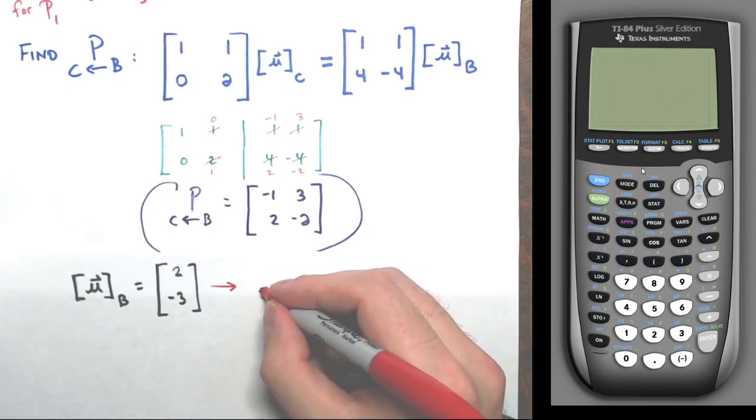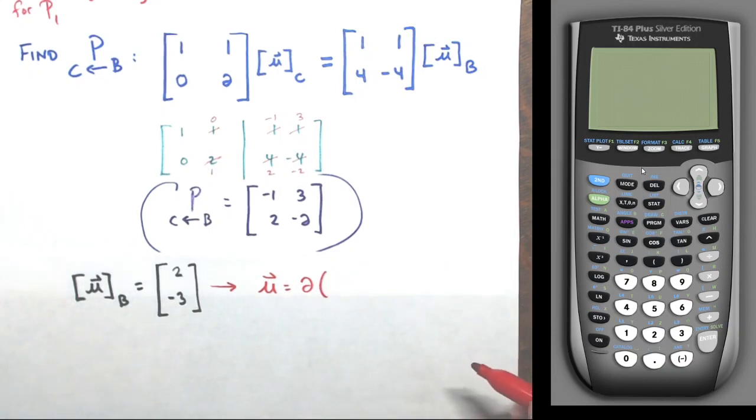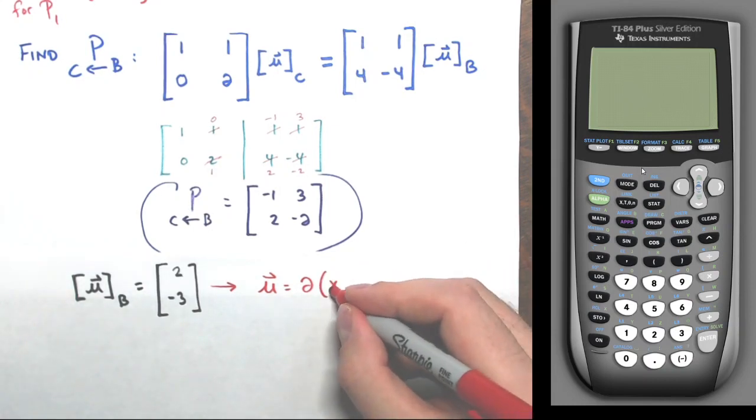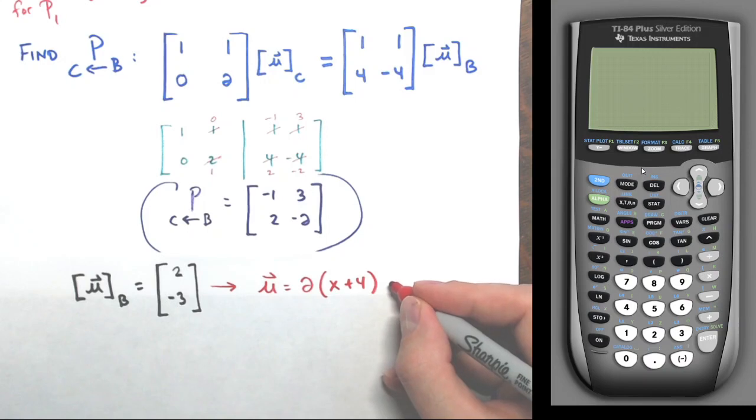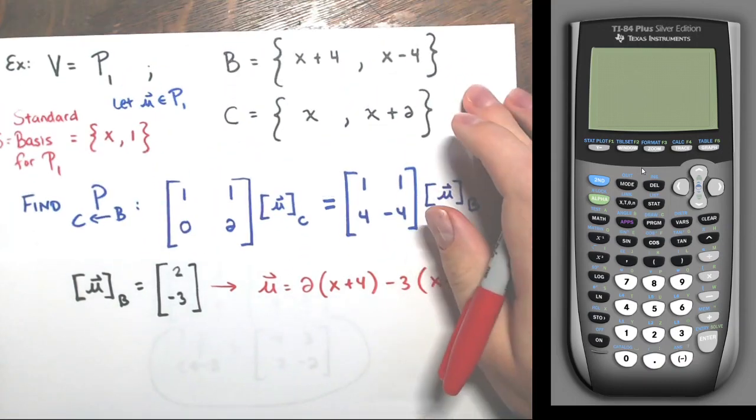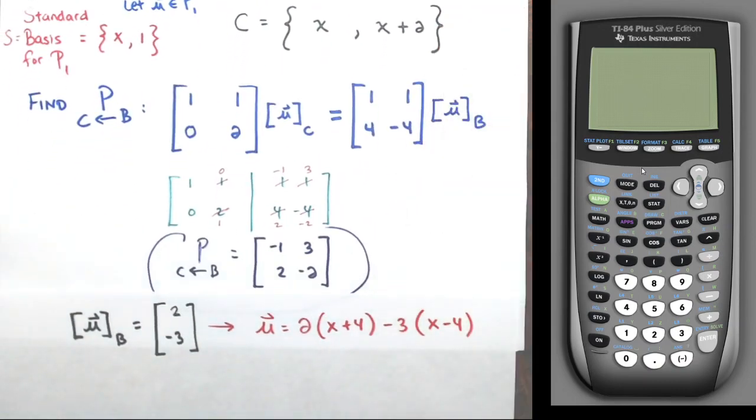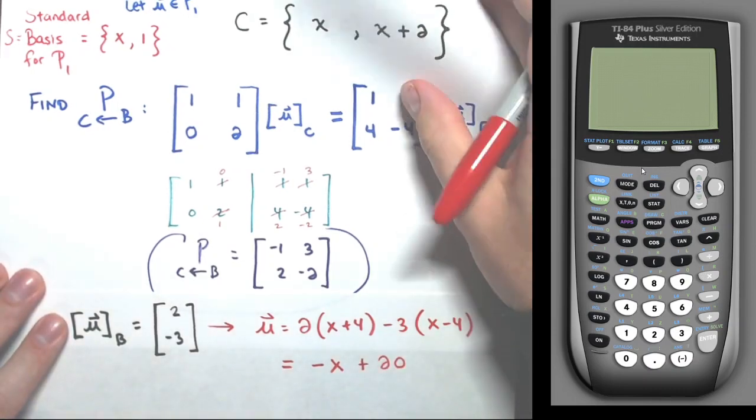That means that u is equal to 2 times the first polynomial from basis B, 2 times x plus 4, minus 3 times the second polynomial from basis B, which was x minus 4. And again, here's basis B up here. And then what is this equal to? That's 2x minus 3x, that'll be negative 1x, and then 8 plus 12, negative x plus 20.